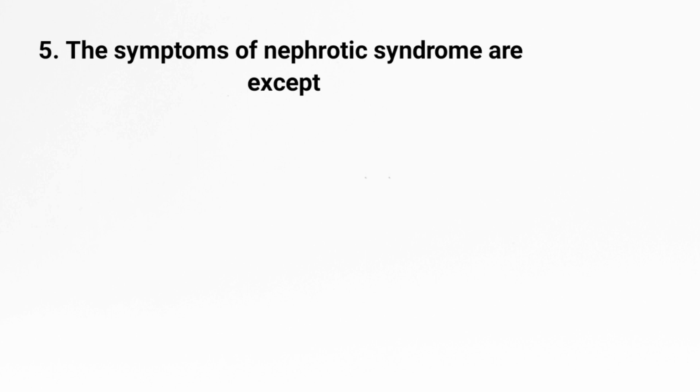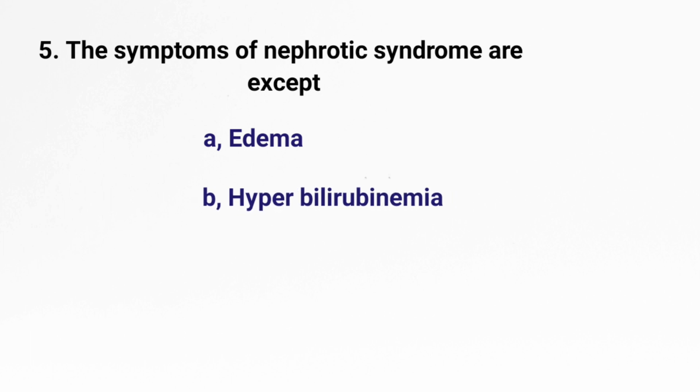Question number 5. The symptoms of nephrotic syndrome are, except: Option A, edema. Option B, hyperbilirubinemia. Option C, proteinuria. Option D, oliguria. And the answer is option B, hyperbilirubinemia.